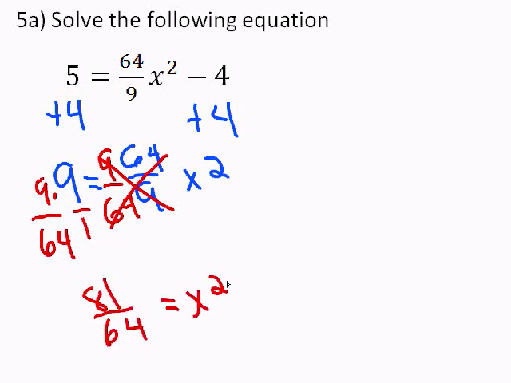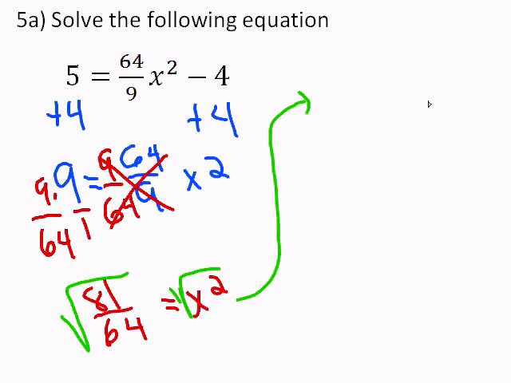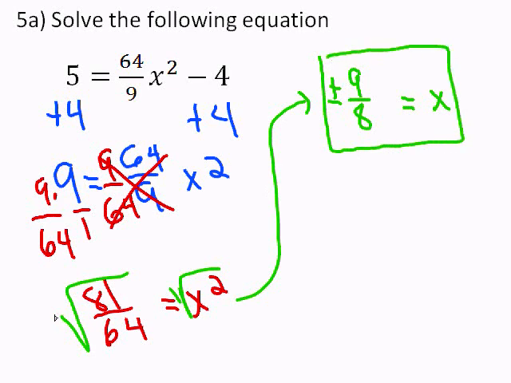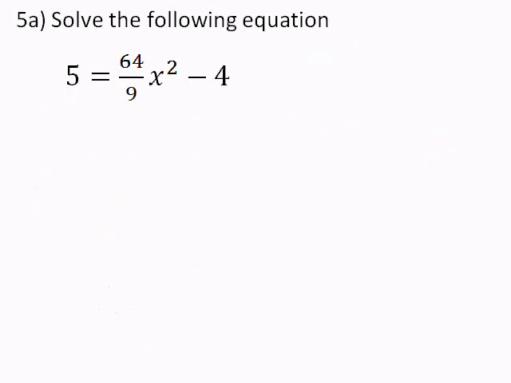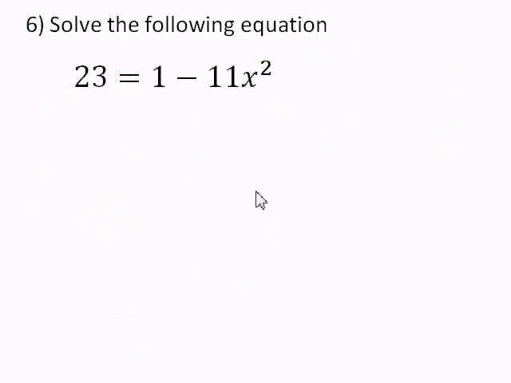To get rid of the square, we take the square root of both sides, giving us x is equal to, the square root of 81 over 64 is 9 over 8, plus or minus. Because we took the square root of both sides, we get a positive and negative. The square root of the top was 9, the square root of the bottom was 8, giving us plus or minus 9 over 8.